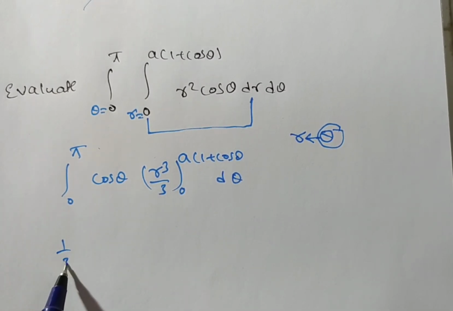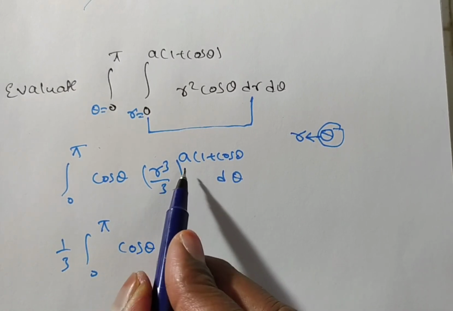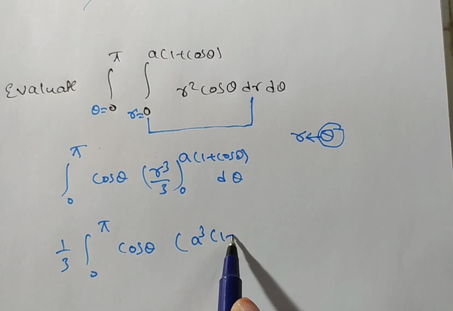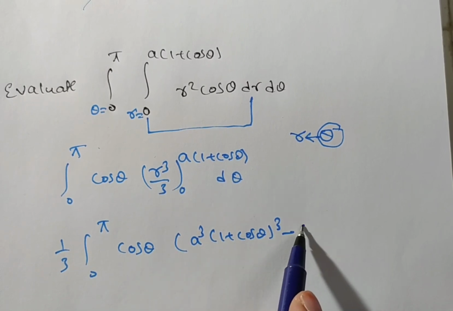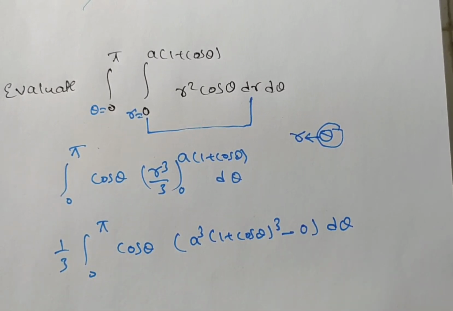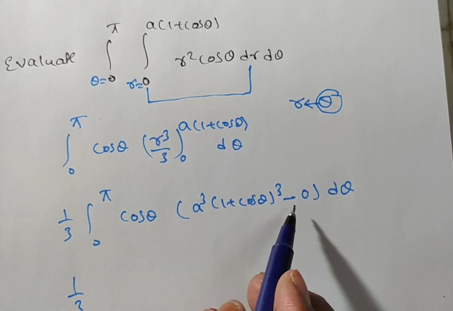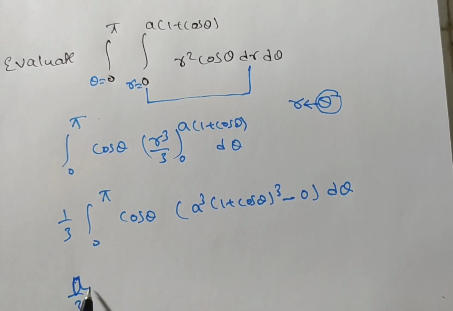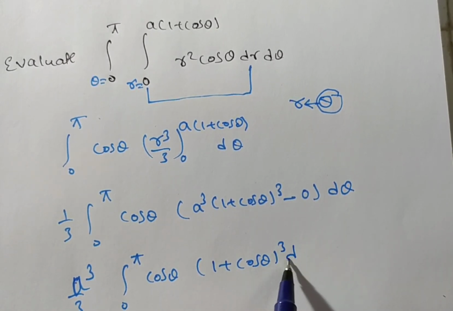Now 1 by 3 I am writing outside. Integral 0 to pi cos theta into, this is a cube. If the upper limit is substituted, a cube into (1 + cos theta) whole cube, minus 0 cube, which is nothing but 0, d theta. So now you observe 1 by 3 times a cube is also constant only. From this, 0 is there, so totally a cube into (1 + cos theta) whole cube. So a cube I can write outside: integral 0 to pi cos theta into (1 + cos theta) whole cube d theta.